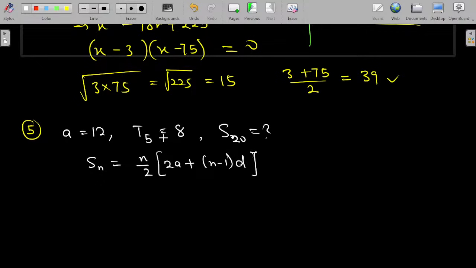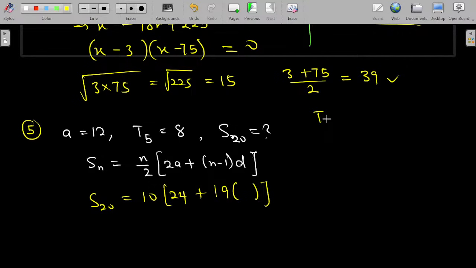Wow, I still remember all of this. This is beautiful. Okay, so we just substitute. Our S20 is going to be 20 over 2, which is 10, into the bracket of 2 times a, which is 12 times 2, that's 24, plus our n is 20 minus 1, we have 19, times d, which is the common difference. We do not know our d, so we are going to pause here a little. Let's try to get our d. How do we get our d? We can get our d using the t5.